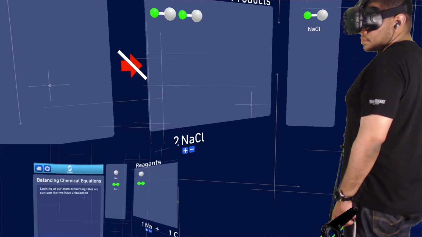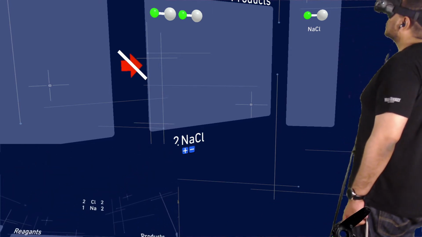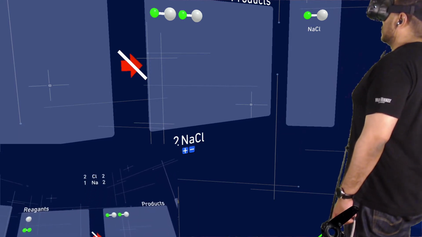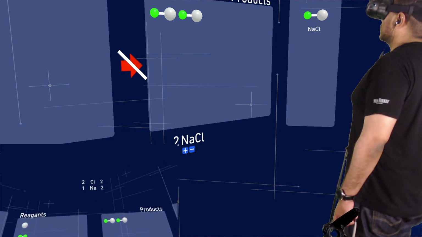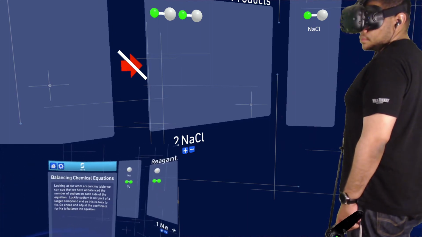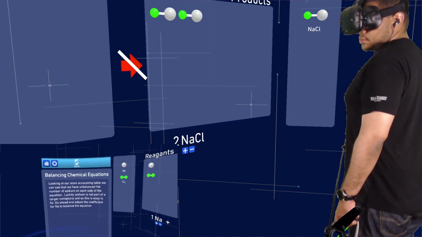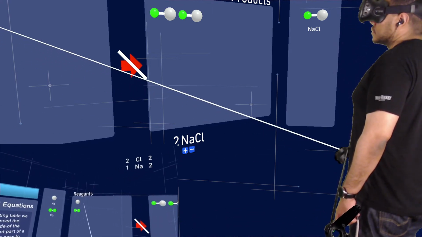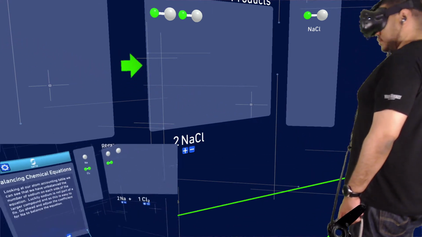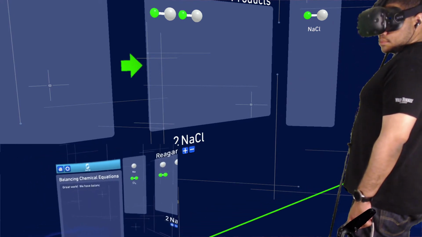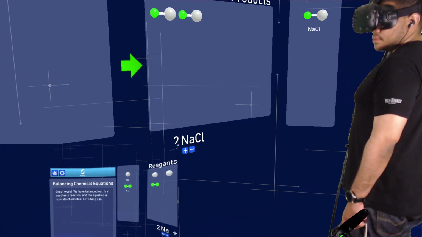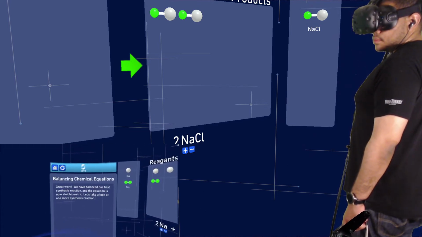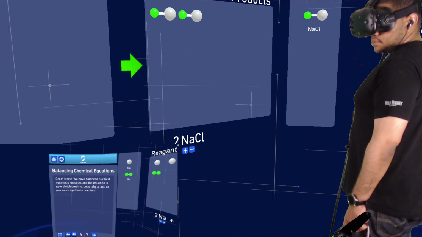Looking at our atom accounting table, we can see that we have unbalanced the number of sodium on each side of the equation. Luckily, sodium is not part of a larger compound, and so this is easy to fix. Go ahead and adjust the coefficient for Na to balance the equation. Great work! We've balanced our first synthesis reaction, and the equation is now stoichiometric. Let's take a look at one more synthesis reaction.